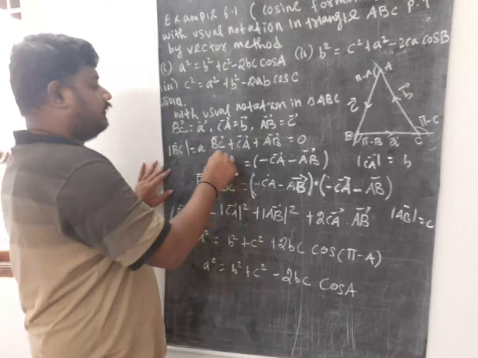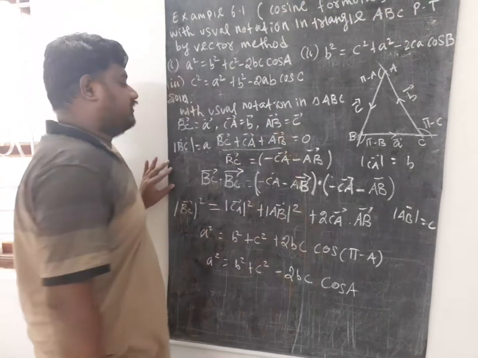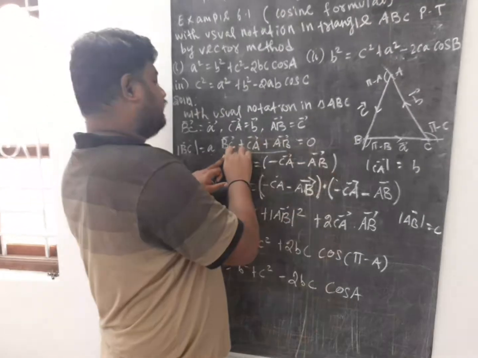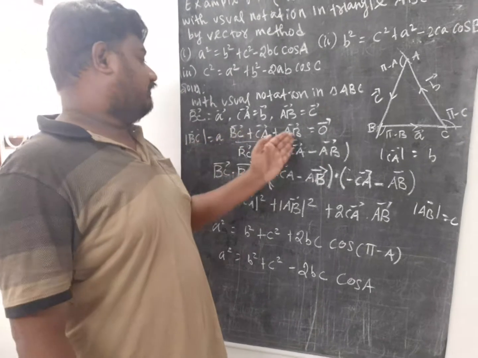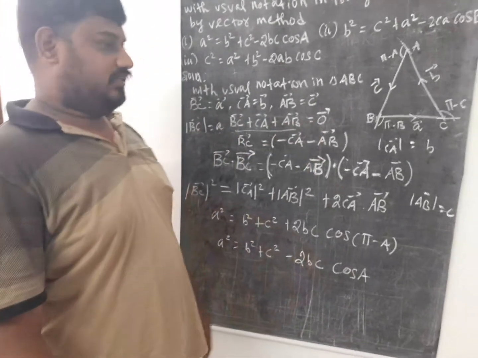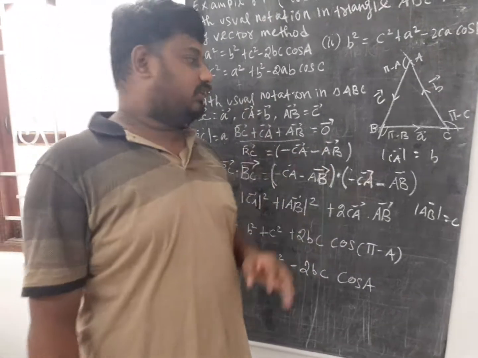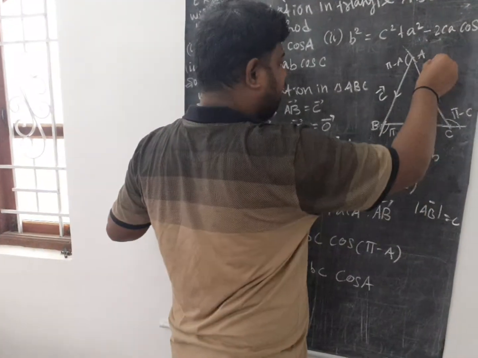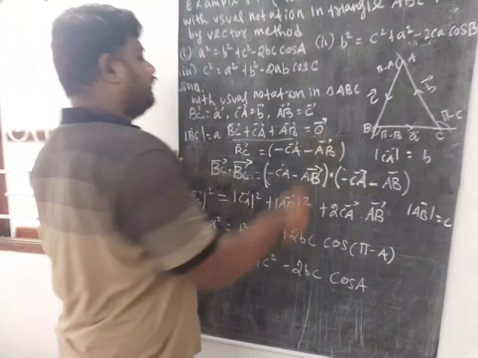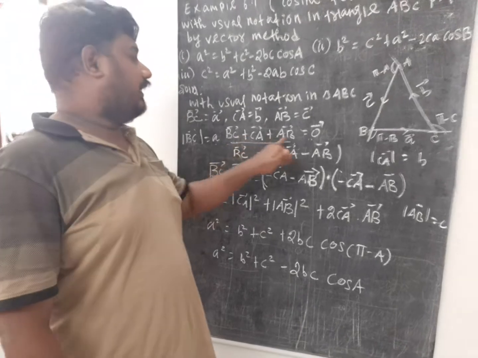I already told you the triangle of addition. This is the triangle of addition: BC vector plus CA vector plus AB vector is equal to 0 vector. If we add the vectors, we get the resultant vector, so here you can put 0 vector. So BC vector plus CA vector plus AB vector is equal to 0 vector, using the triangle of addition.